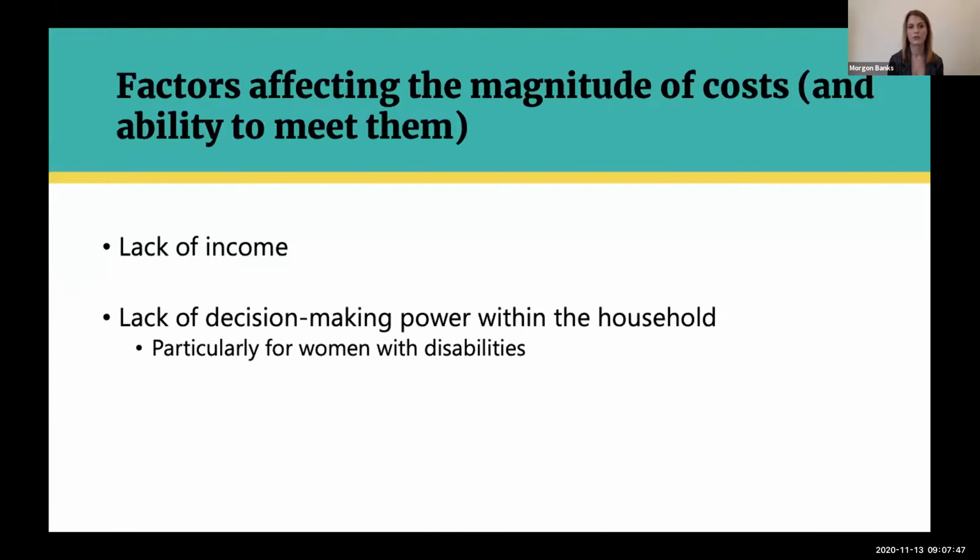So one of them was, for example, the lack of decision-making power within the household. So these costs are often decided upon from within the household budget, and so there are different discussions that need to go on in terms of what the money gets allocated to. And people with disabilities may not always have that decision-making power within the household in order for their expenses to be prioritized. And we found this was particularly true for women with disabilities, so the dual impact of gender and disability in the decision-making process.